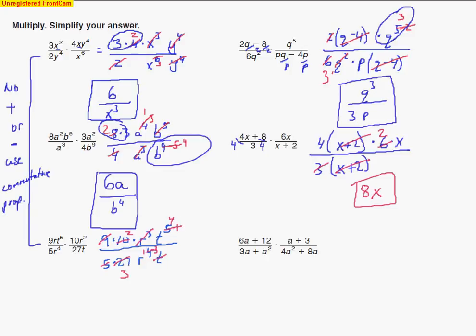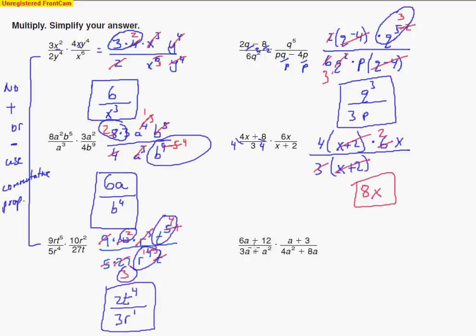So let's see what's left over. What we have is just a 2 on the top, and I've got some t's. So maybe it's sometimes a good idea to circle what's left over so you can see, because there's a lot of canceling that goes on here. So 2t to the 4th over 3r to the 1st power. So 3r to the 1st, and that's it, or just 3r.